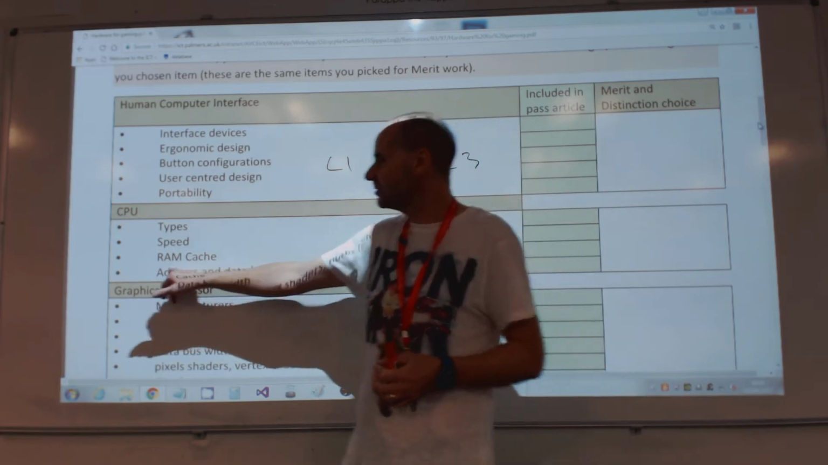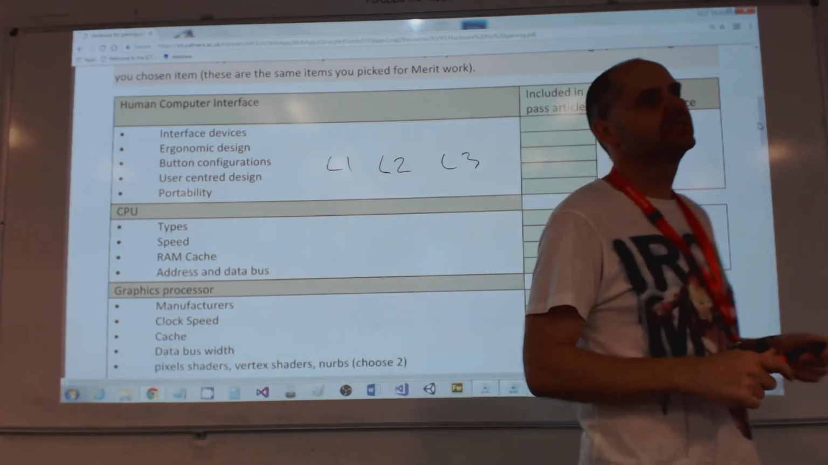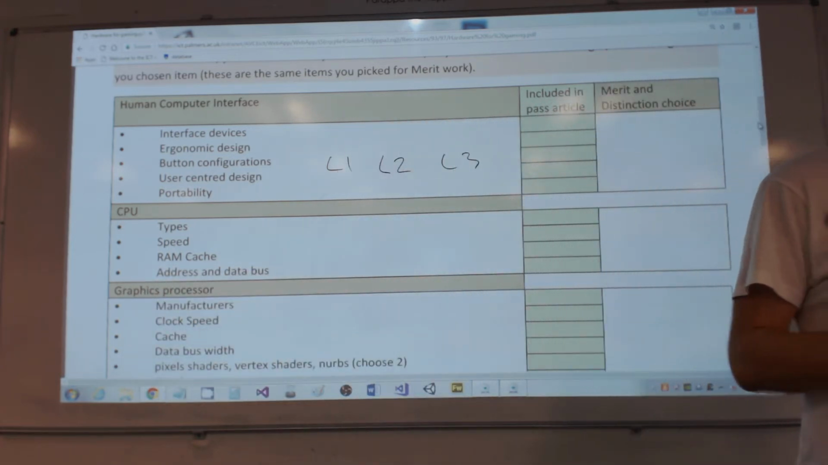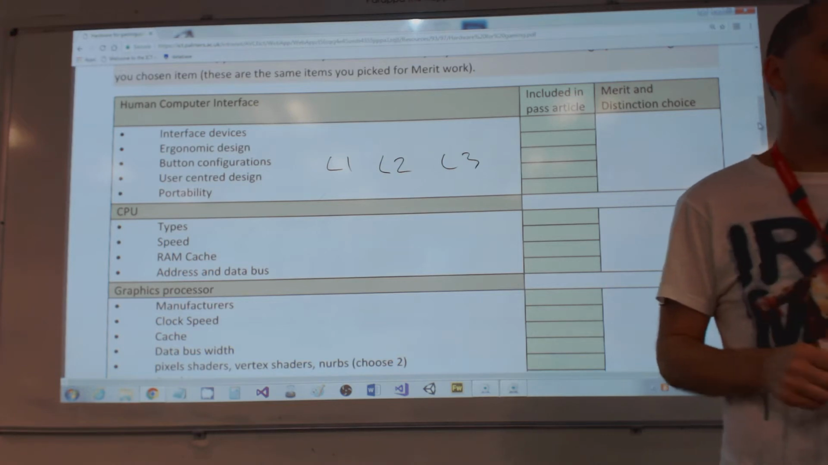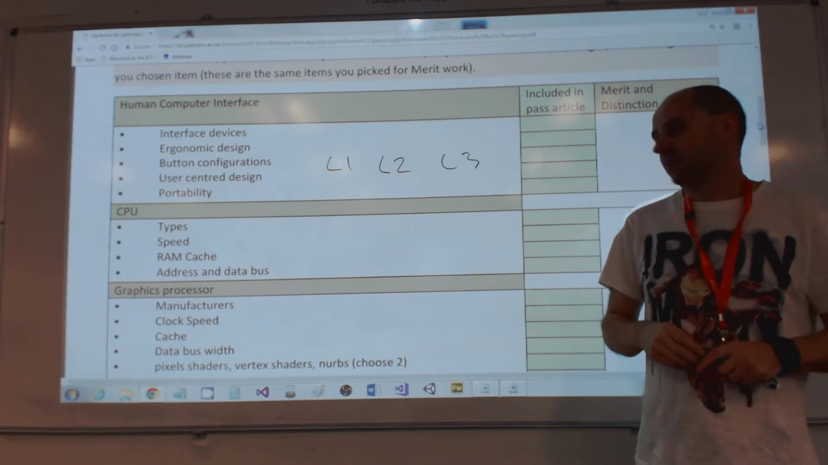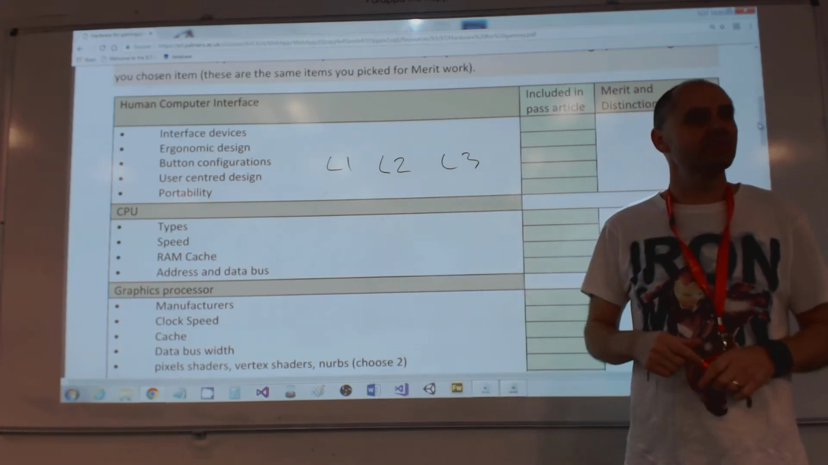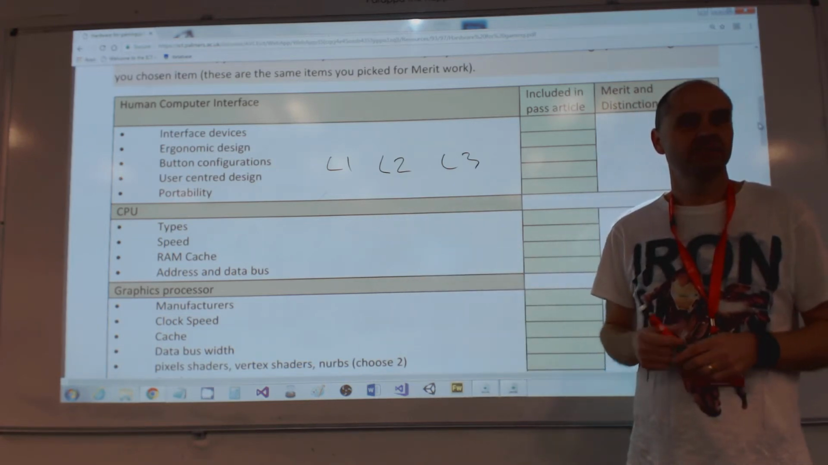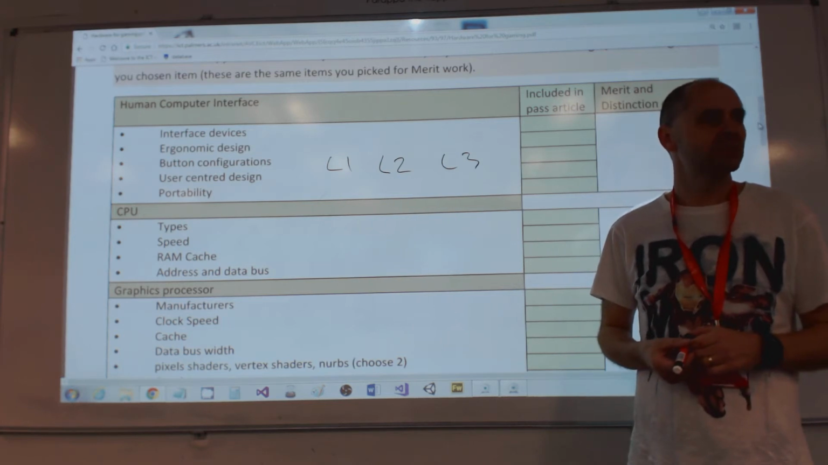Now, anyone know what these two are? Address and data buses. What do you think they might be? Is it to do with the internet? No, it's all internal to the CPU. Nobody knows what a bus is? Yeah, go on.